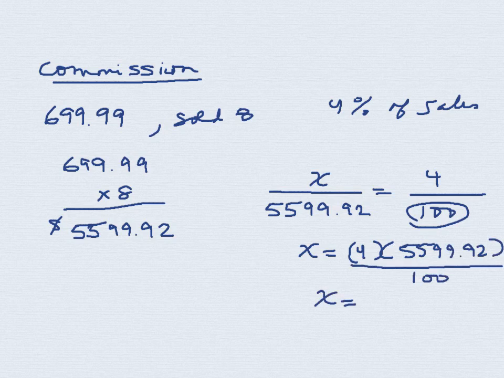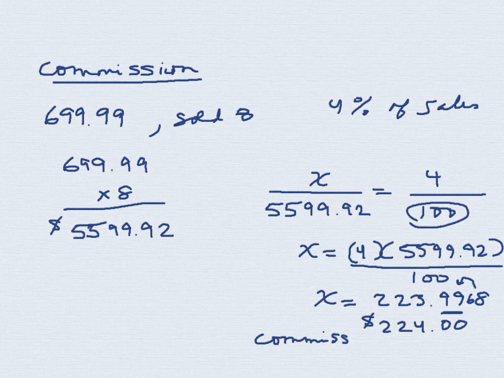And that's going to give us a non-even number, but $223.9968, etc. dollars. Now, if we're going to round to the nearest cent, the 68 is going to round, the 6 is going to round the 99 up by a penny. So the domino effect would make it $224 even. That would be his commission. And if you had a place where commission was a possibility, the more you sell, the more you make. And that's a little incentive policy to get people to sell more.